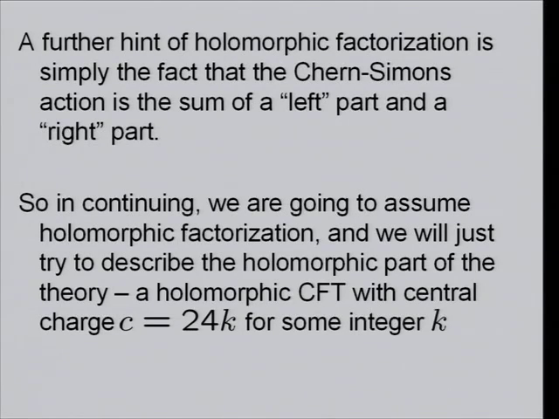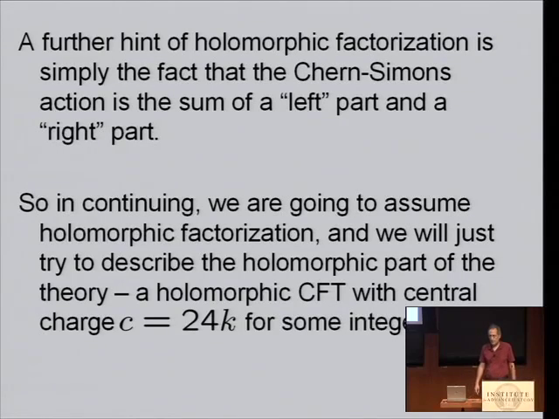So in continuing, we're going to assume holomorphic factorization. That is, we'll assume that there's a theory of left-moving waves and a separate theory of right-moving waves that don't interact with each other, and we'll just try to describe one of them. That's a drastic simplification because we're now in one dimension instead of two. Or in Euclidean space, because our functions will now be holomorphic. So we'll just try to describe the holomorphic part of the theory, a holomorphic conformal field theory with central charge 24k for some integer k.